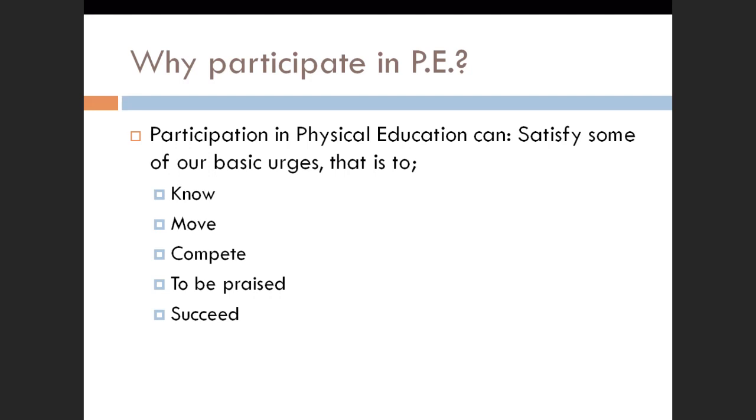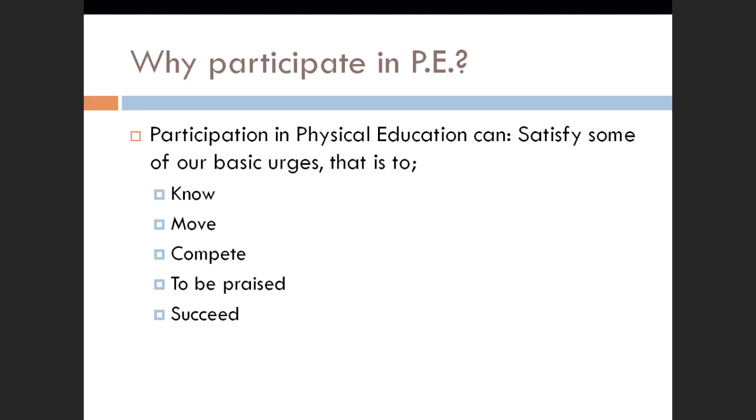The need to move is another urge that physical education satisfies. Movement is one of the 7 characteristics of living things, and sports is one of the things that will stimulate that movement. Okay? The urge to compete. We are naturally competitive. We want to win. We want to go up against that guy. We want to beat that guy. We want to come first.